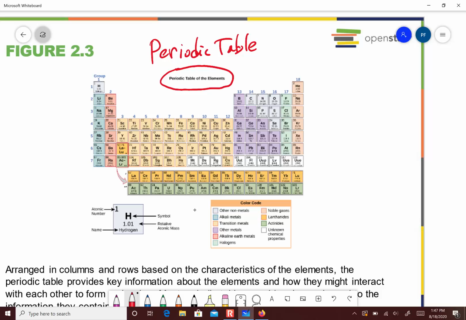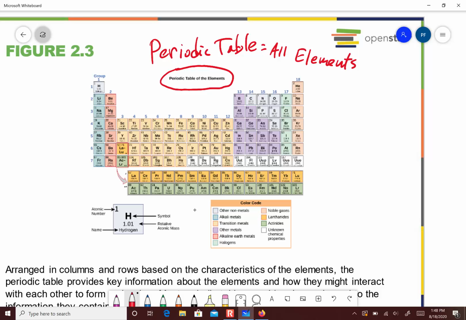So what this periodic table shows us is all the different elements. I told you in the previous video there's about 100 in nature. There are more than that that are synthetic. So there's a couple hundred elements we see here.